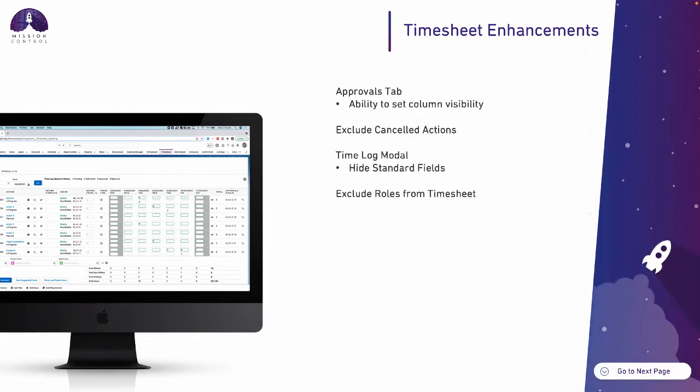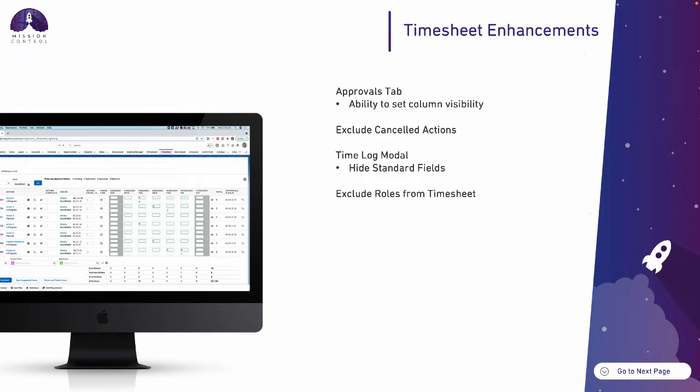So a few timesheet enhancements. The Approvals tab now has settings that you can choose to set the specific visibility of each column. So if, for example, you're only ever doing project owner approvals and you don't need role manager approvals, then you can hide those fields to free up the space on the page. The timesheet will now exclude actions with a status of cancelled.